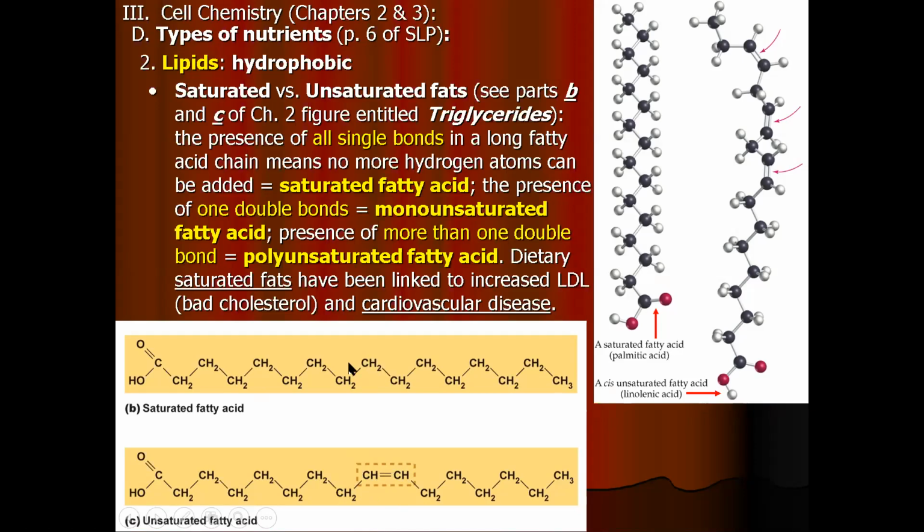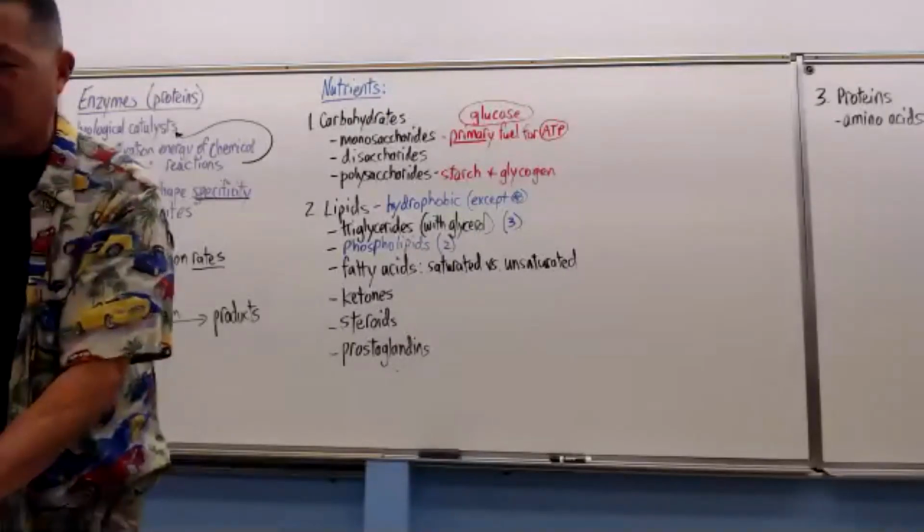Up here, comparatively, both of these carbons right here have 2 hydrogens on each. Can you see that? You go down here to have a double bond, you only have 1 hydrogen. And the reason why is what I talked about over here on carbon. Carbon's going to form only 4 bonds. Let's look at this on the whiteboard here. It will always form 4 bonds.